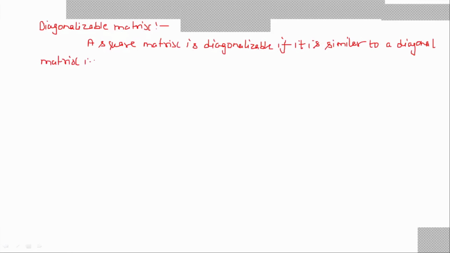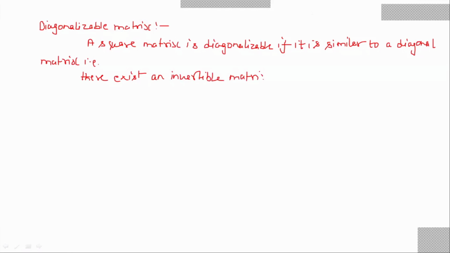That is, there exists an invertible matrix P such that P inverse AP is equal to D, some diagonal matrix, where D is the diagonal matrix. Now, can you guess what should be the D matrix?